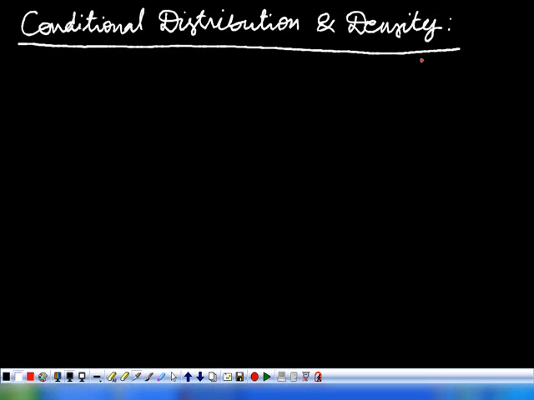Okay, now we consider another important concept that we already know in the case of a single random variable. Now we extend that to two random variables. We see the conditional distribution and density functions of the random variables X and Y.